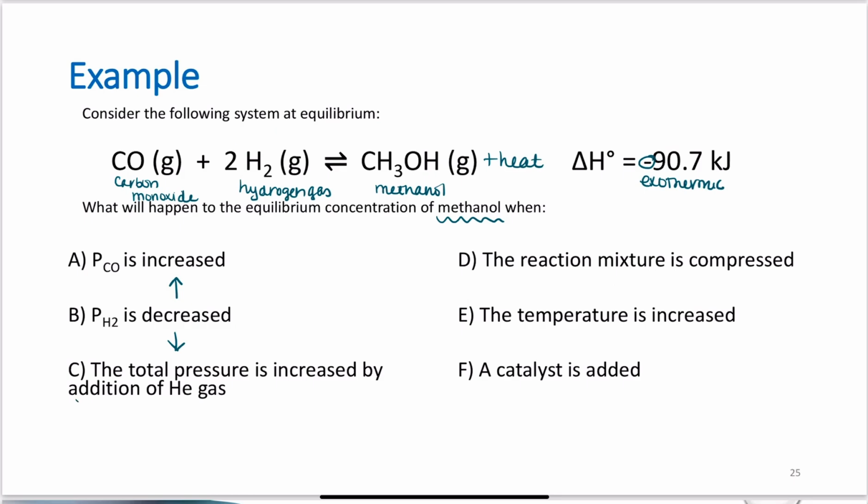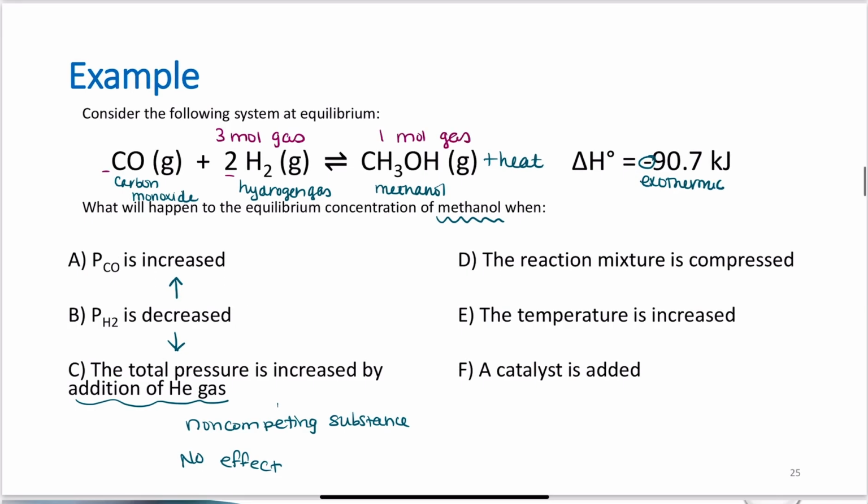The total pressure is increased by addition of helium gas. This is a non-competing substance, so it will have no effect. The reaction mixture is compressed. I need to look at the number of moles of gas on each side. 1 plus 2, overall 3 moles of gas, versus 1 mole of gas. If I compress this, it's going to increase the concentration of methanol because methanol only has 1 mole of gas on its side, while there's 3 moles of gas on the other side.